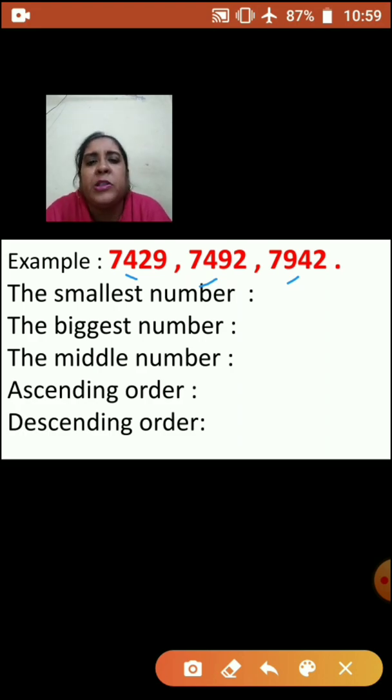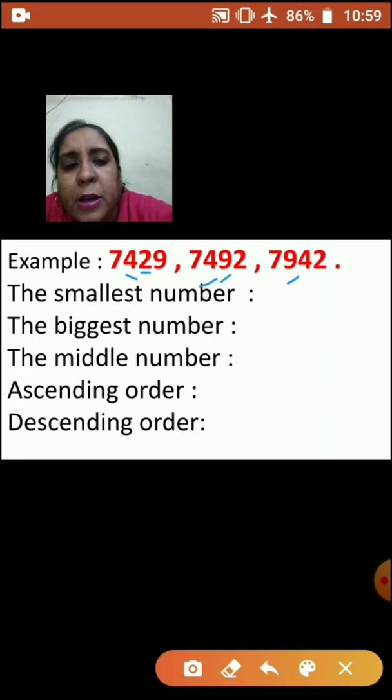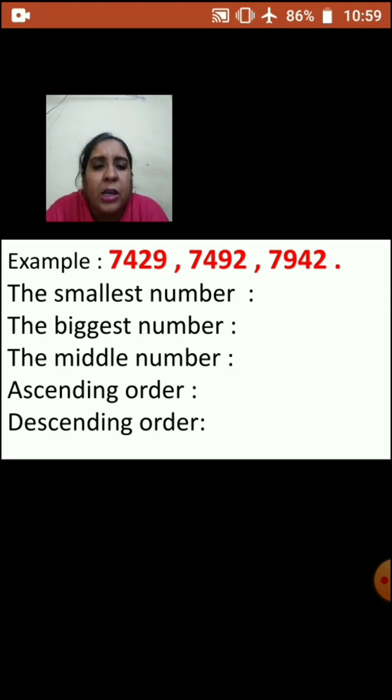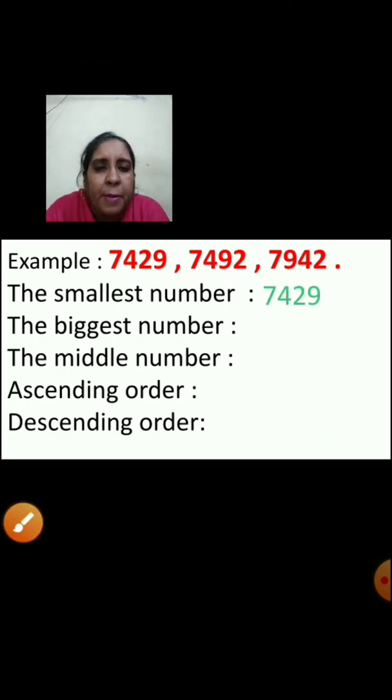What will we do? We will see the tens place. So which number is on the tens place? Here 2 and here 9. So which is smaller? Yes, 7,429. This is the smallest number.